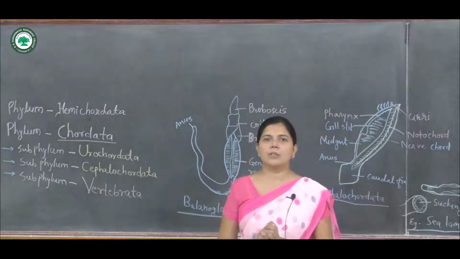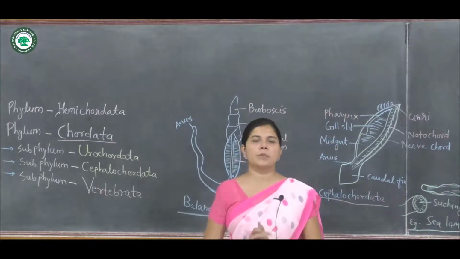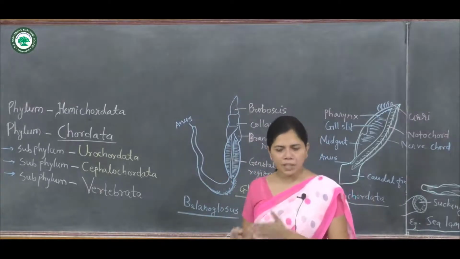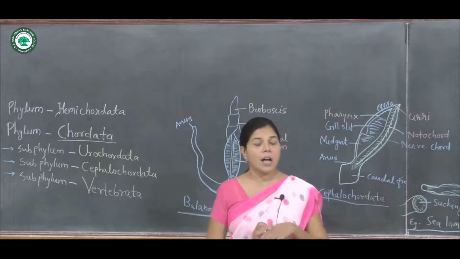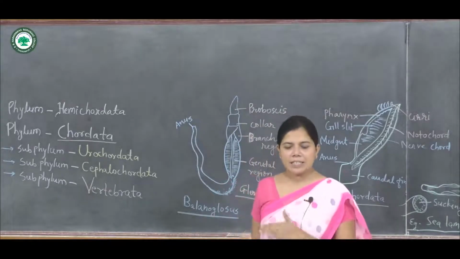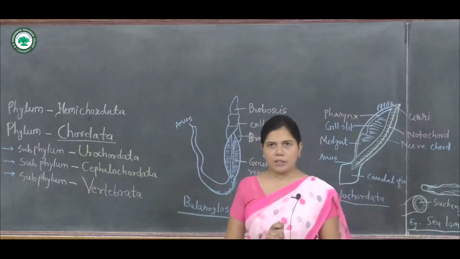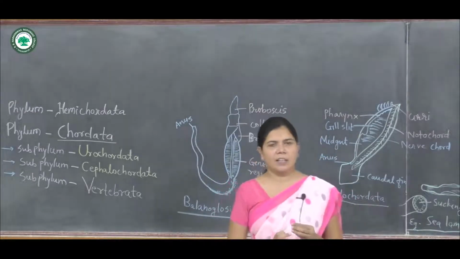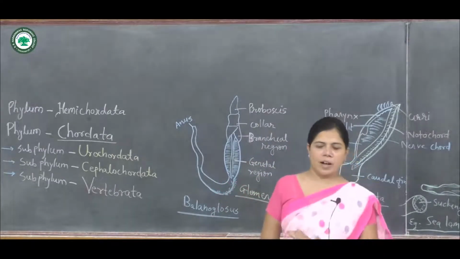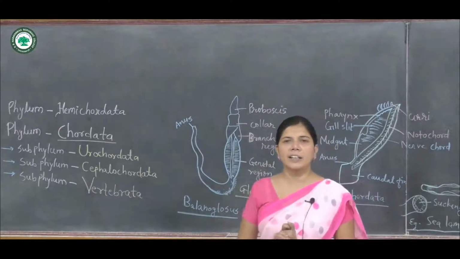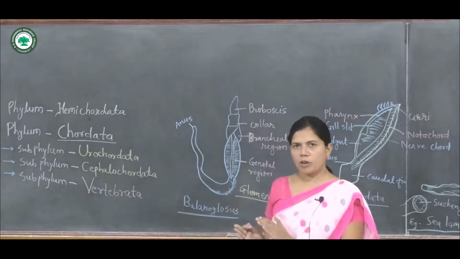Some animals show bisexual nature, but most are unisexual, the sexes are separate. The fertilization is external and the development is indirect, in the form of a free living larva.